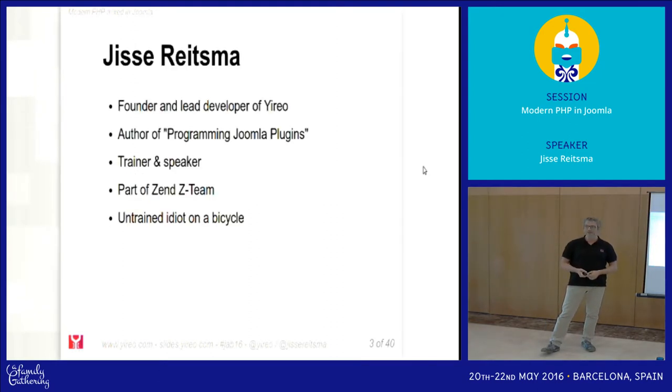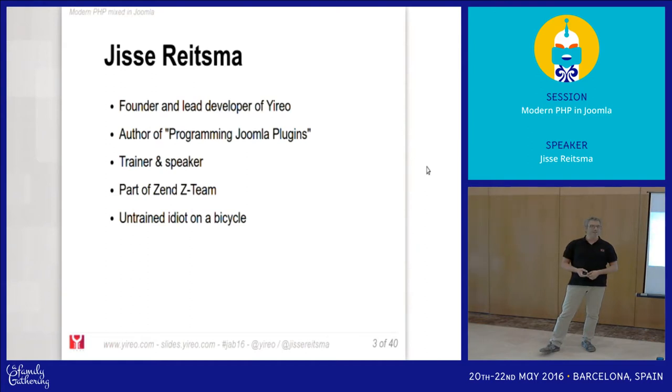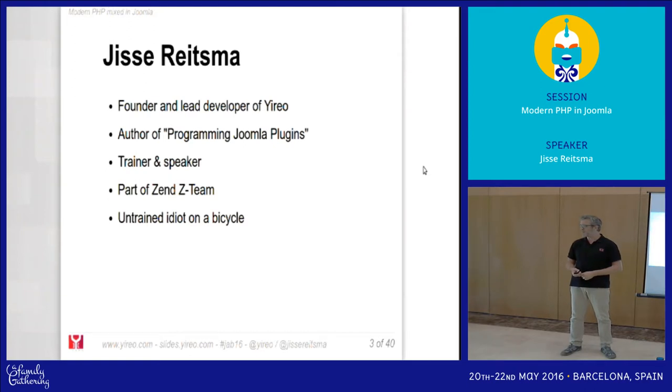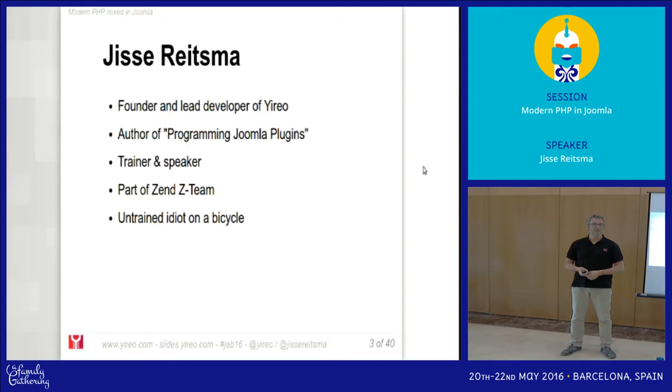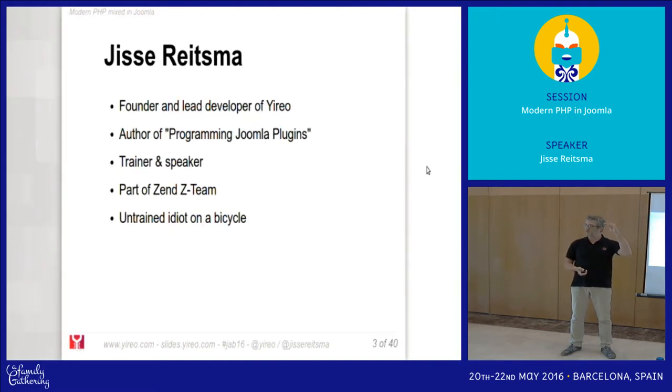My name is Jisse Reitsma. If you didn't know me, after looking at the goodie bag, you should know me. I wrote a little book called Programming Joomla Plugins. I'm also the founder and lead developer of a little company called Yerio. It's a one-man company, so that's really the size of the company. I'm a trainer, a speaker, and a proud member of a so-called ZEV team. The talk of ZEV is also something I do a couple of times a year. And sometimes I'm also an untrained idiot on a bicycle. I'm from the Netherlands, but a couple of years ago I cycled all the way from Amsterdam to Barcelona. So I've been here before, totally untrained.